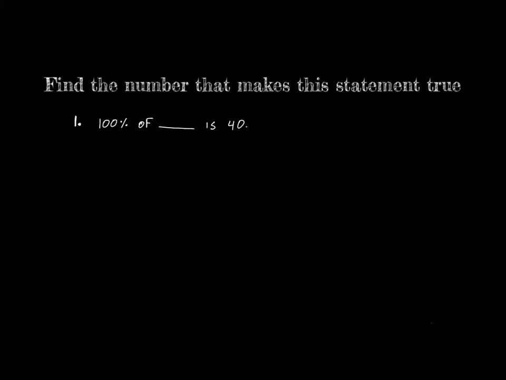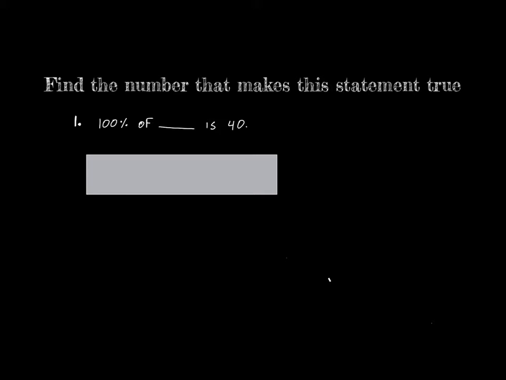The first way that we're going to analyze this problem is by making a tape diagram. We are going to use a tape diagram to find out what 100% of blank is 40. Now, we know that at the beginning, if we remember the number line, 0% is all the way to the left, and the whole tape is supposed to be 100%. Now, we know that 100% of something is 40.